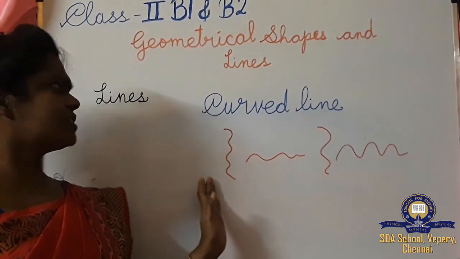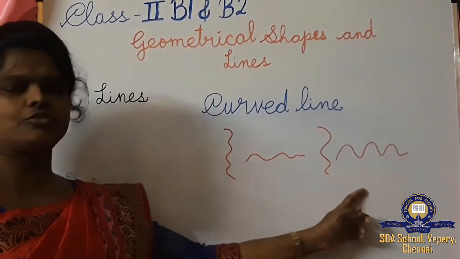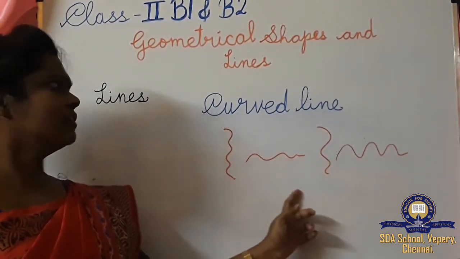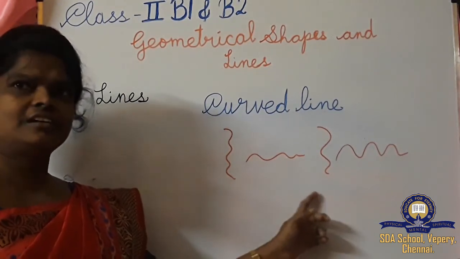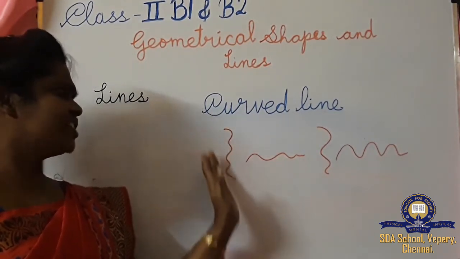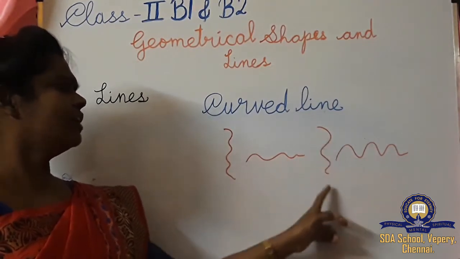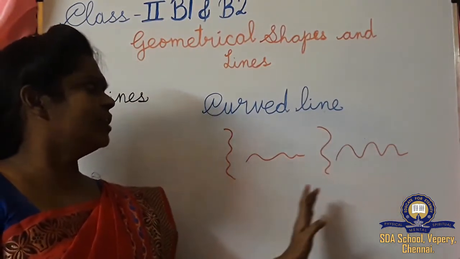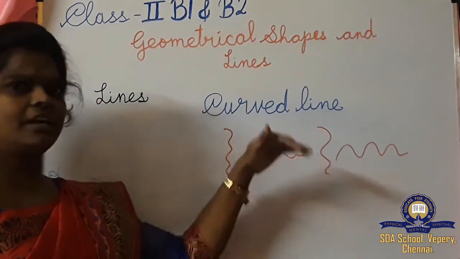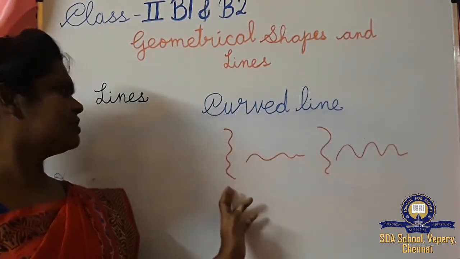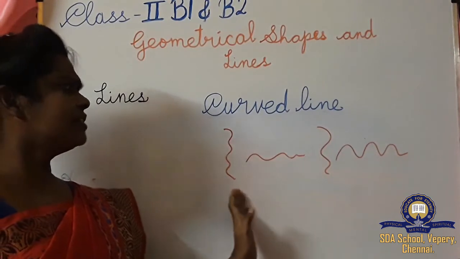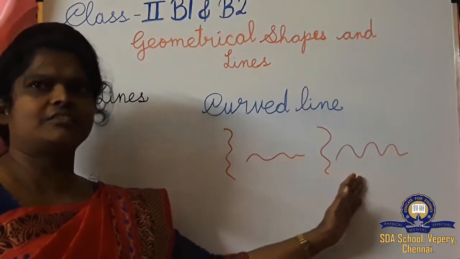Children, now you can see the lines which I have drawn on the board. This is the curved line. It will not stand straight. It will go in a zigzag way. It will go up and down. See, you can see the waves, how it will come. It goes up and down. It can move like this. So it is called the curved line.